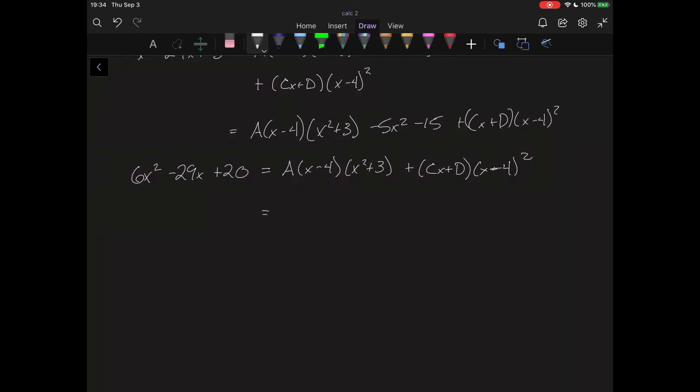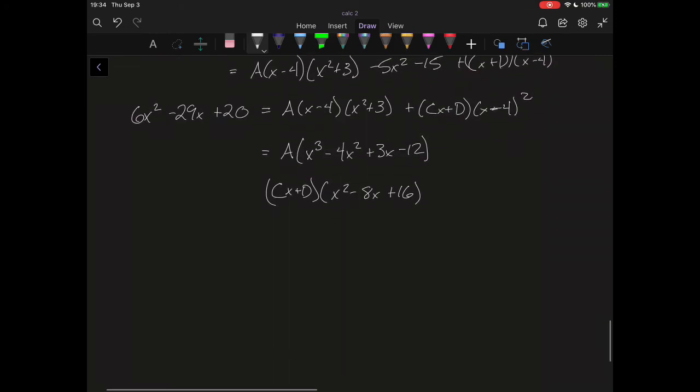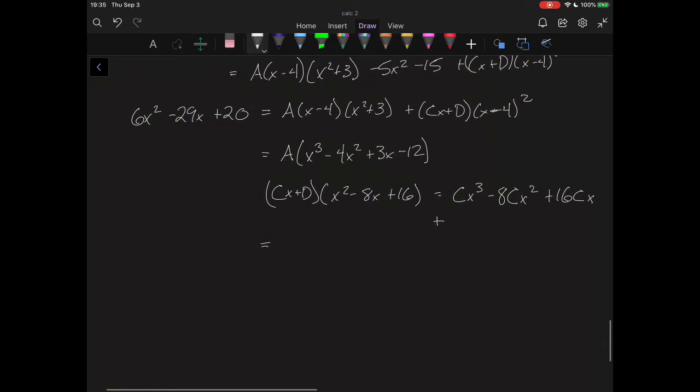Now let's multiply out x minus 4 and x squared plus 3. So that's going to be x cubed minus 4x squared plus 3x minus 12. And then we have cx plus d times x squared minus 8x plus 16. Multiplying this out even more, we see that cx plus d times x squared minus 8x plus 16 is cx cubed minus 8cx squared plus 16cx plus, distributing the d, dx squared minus 8dx plus 16d.